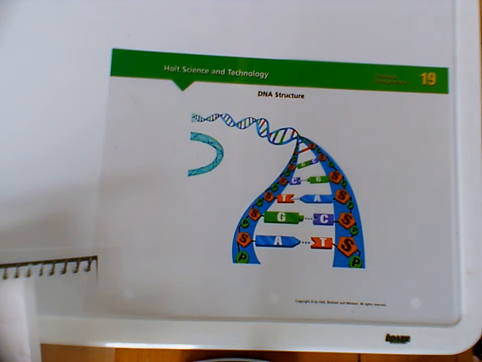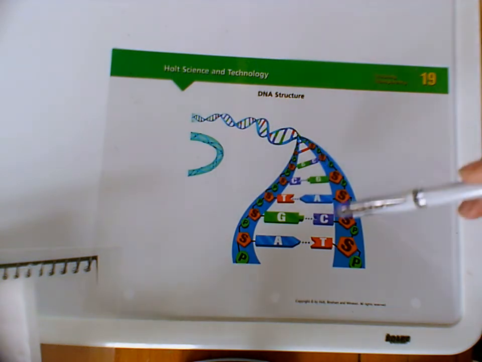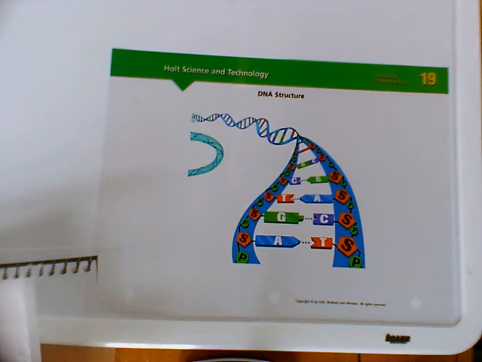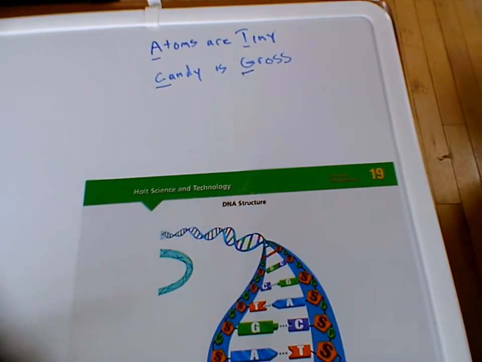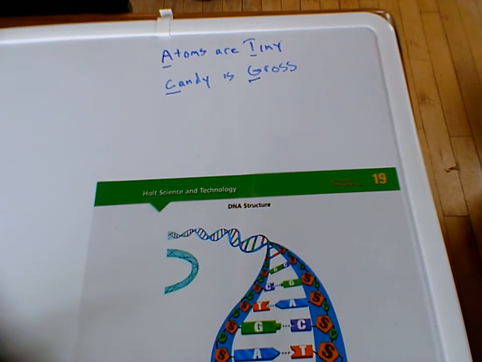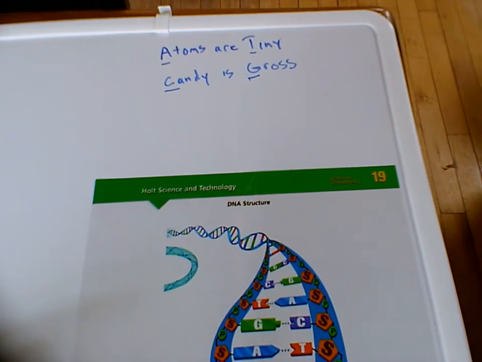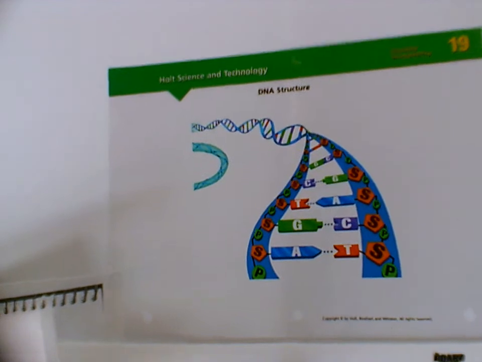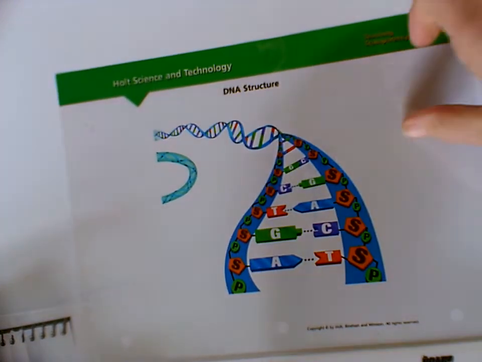And then what I said before was the ribosome will make these proteins, these nitrogenous bases, and they come and match up, and you have an exact copy of the DNA. So the way that I remember what is paired with what is by remembering that atoms are tiny and candy is gross. So A goes with T and C goes with G. You guys may come up with another one. Often kids do. So you can imagine then with all of this code that something can go wrong.